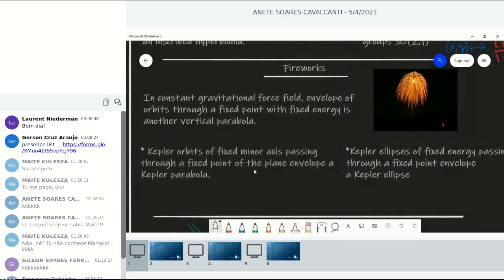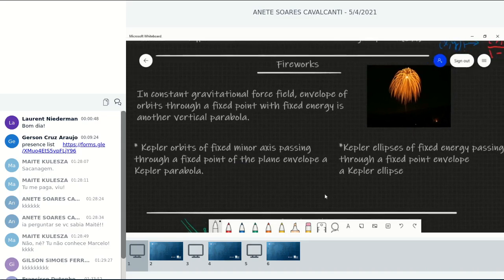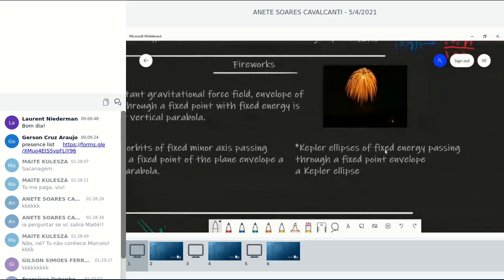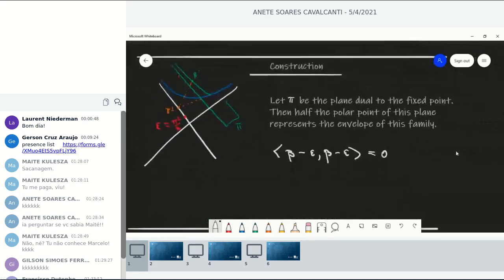A similar thing you can see in this picture. First you see it for orbits of fixed minor axis. If you fix a point in the Kepler plane and take all the Kepler orbits of fixed minor axis passing through this point, it's a one-parameter family, and they envelop a Kepler parabola, a parabola with focus at the origin. Similarly, if you take ellipses of fixed energy passing through a fixed point, you envelop another Kepler ellipse. I'll just finish by telling you the proof or construction of this.